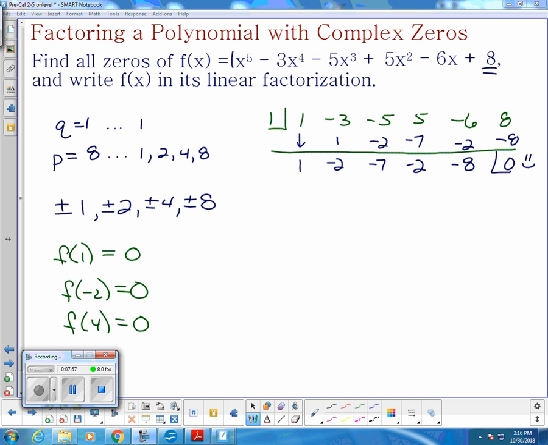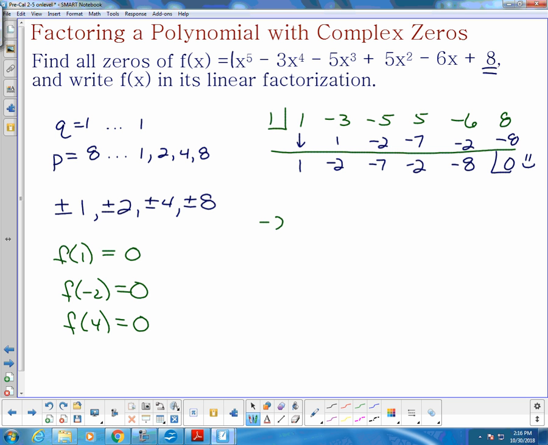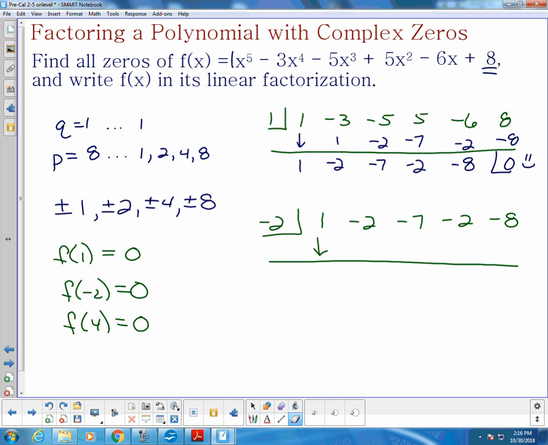So now we're going to use the next 0, negative 2. We're still using this answer's coefficients, right? Don't go back up to the original. Dropping this down. Oh, I got to use my blue. Can't do it without blue. Again, I'm looking for a 0 here. Got it. And our last one's a 4.